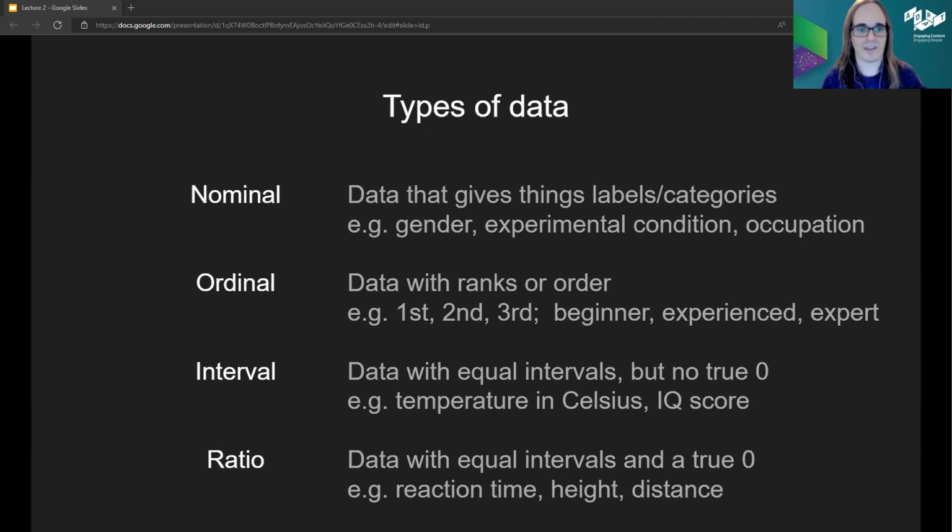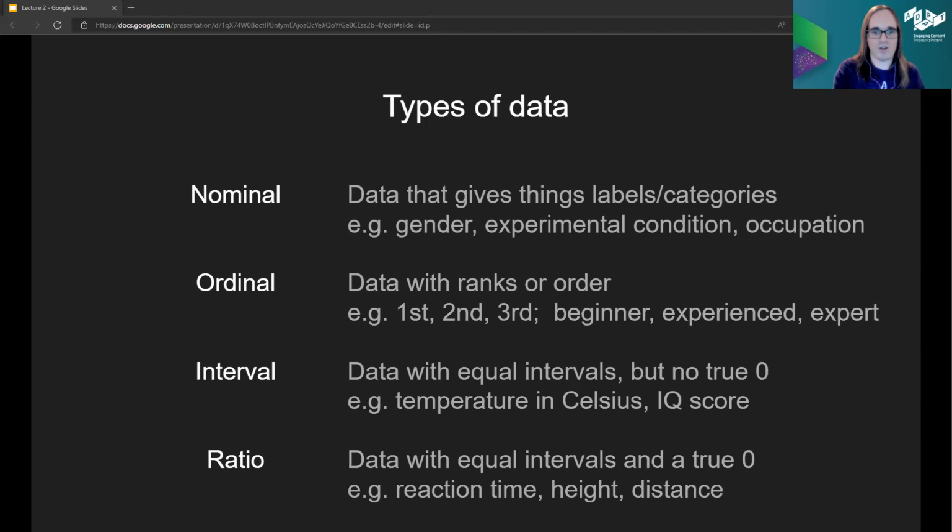Next, we have ordinal data. Ordinal data is the next level of measurement that lets us do a little bit more statistics. Ordinal data is categories, but now categories which are ranked, which are ordered. This might be something like which position someone finished in a race, first, second, third, or gold, silver, bronze, or how they describe their level of experience with an app: beginner, experienced, expert, something like that.